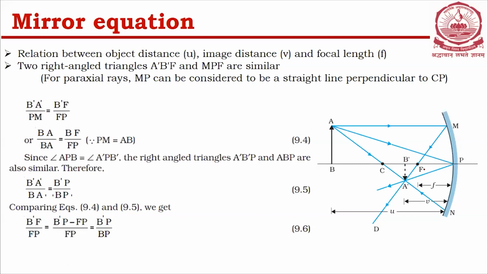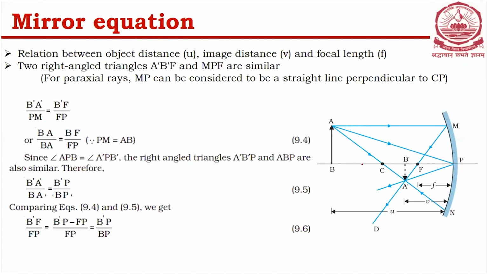This triangle and MPF, these two triangles are similar because, as you already know, if you draw a perpendicular from M, the point where it meets the optic axis and P is very close. So we can just take this as a straight line. So these two triangles are similar triangles. Okay, so that's what is mentioned here.